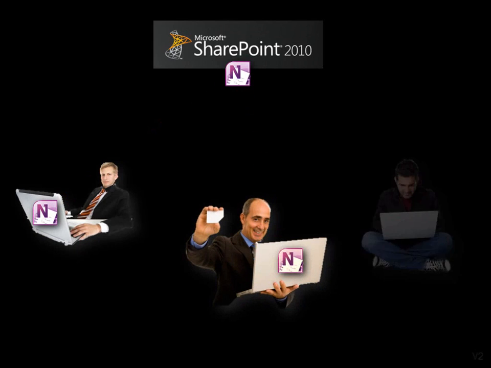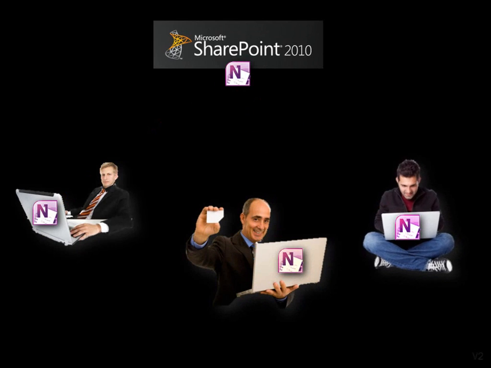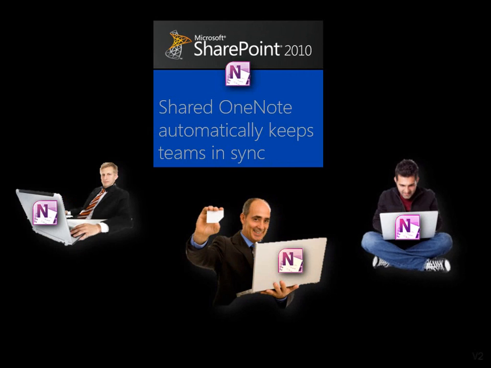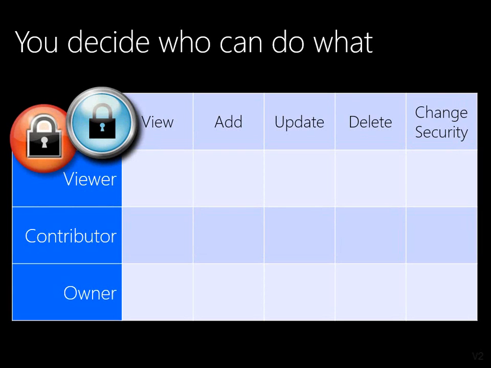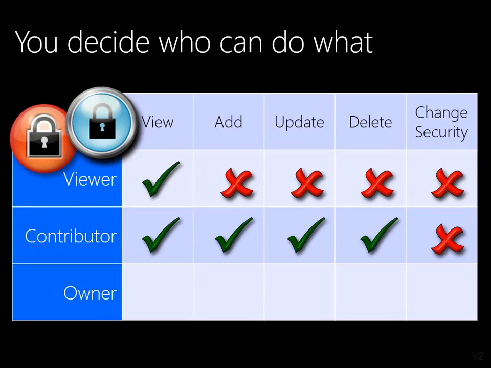In order to create ad hoc or unstructured information with your team, create a OneNote notebook and store it on SharePoint. Information is automatically synchronized with the team without the need for sending any mails with attachments. When you store things on SharePoint, you control who can do what and when.